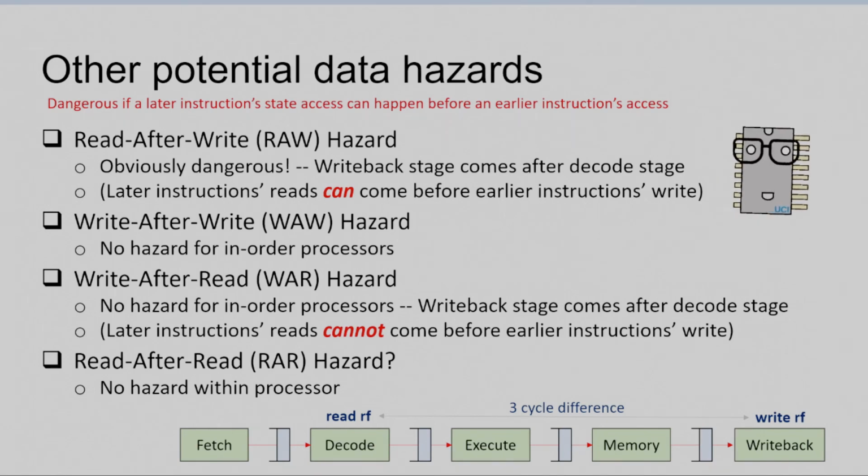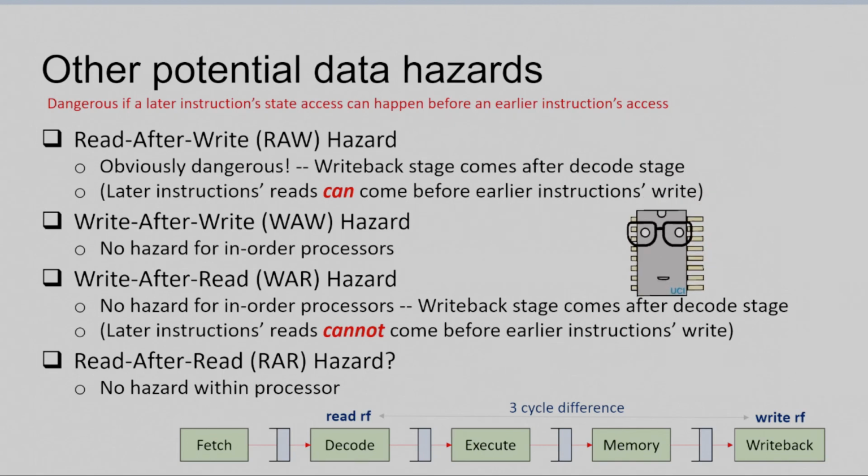So of course, we looked at the read after write hazards. It's an obviously dangerous hazard because the write back stage comes after the decode stage, as you see in the bottom chart here, where there's a 3-cycle difference between the write back stage and the decode stage. Later instructions can try to read something that an earlier instruction hasn't written yet. So it's an obviously dangerous situation.